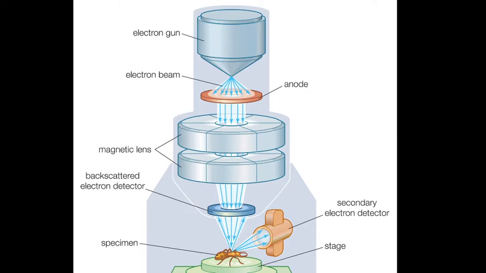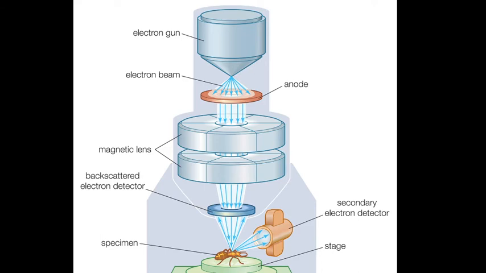Then the sample stage. We can see the sample stage there where we are placing this sample. Then detectors are important components there. Two different types of detectors we can see here. One is the backscattered electron detector and the other one is the secondary electron detector. The final one is a display output device. Using that device we will get the image. So these are the important components of the scanning electron microscope.